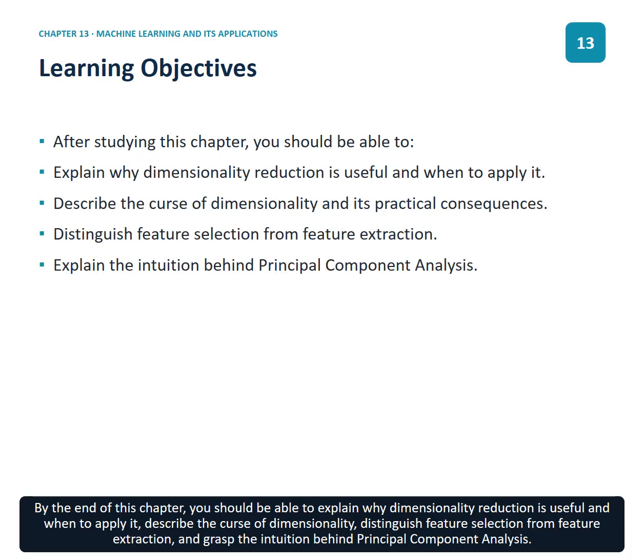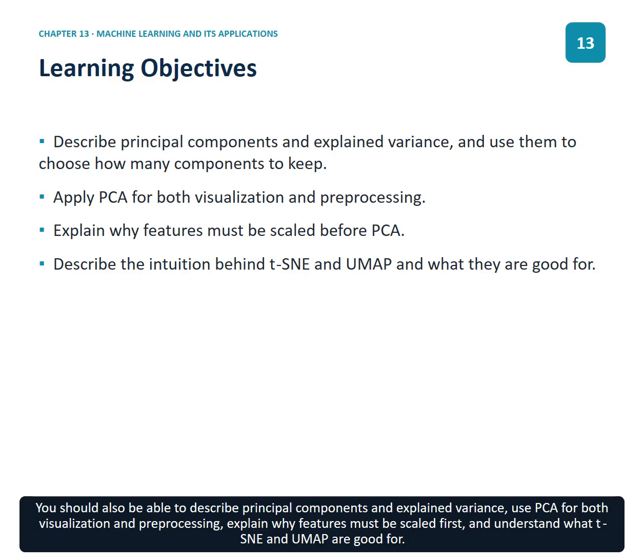By the end of this chapter, you should be able to explain why dimensionality reduction is useful and when to apply it, describe the curse of dimensionality, distinguish feature selection from feature extraction, and grasp the intuition behind principal component analysis. You should also be able to describe principal components and explain variants, use PCA for both visualization and preprocessing, explain why features must be scaled first, and understand what TSNE and UMAP are good for.